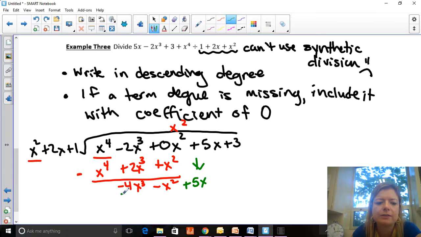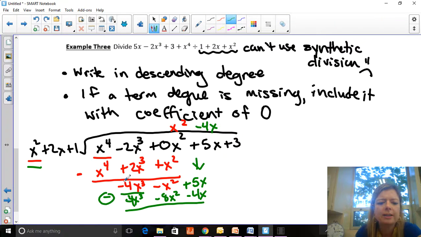Okay, so now it's the first term divided by the first term. So you get minus 4x. So minus 4x times x squared is minus 4x cubed. Minus 4x times 2x is minus 8x squared. And minus 4x times 1 is minus 4x. So now we do subtraction.